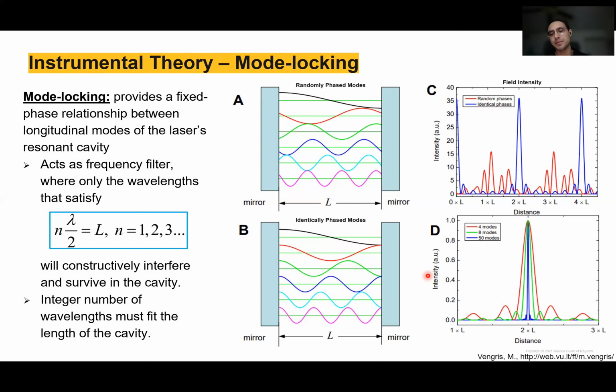So that's going to end up creating a stronger laser, and then you can end up getting better resolution in terms of creating these really short laser pulses.